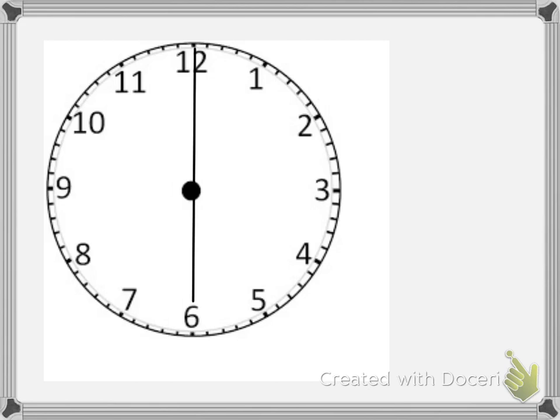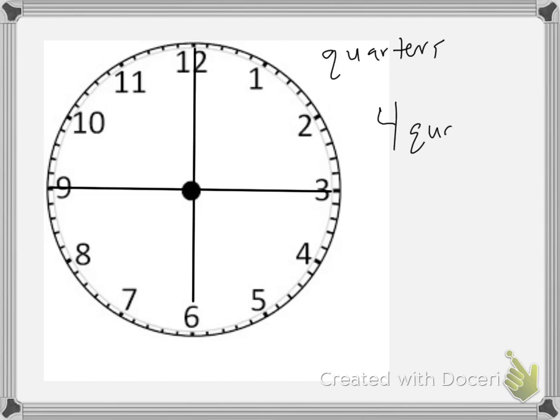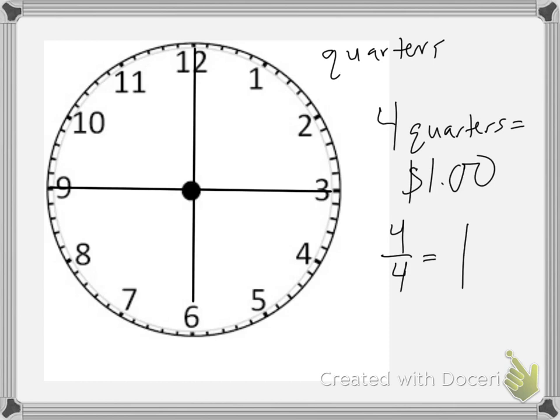Now I'm going to divide my clock face into fourths, and I'm going to do that by dividing it in half again, but in the other direction. So I've divided this clock face into fourths, or we would call it quarters. We use the word quarter because if you think about it, 4 quarters equals $1, just like 4 fourths equals 1 whole.